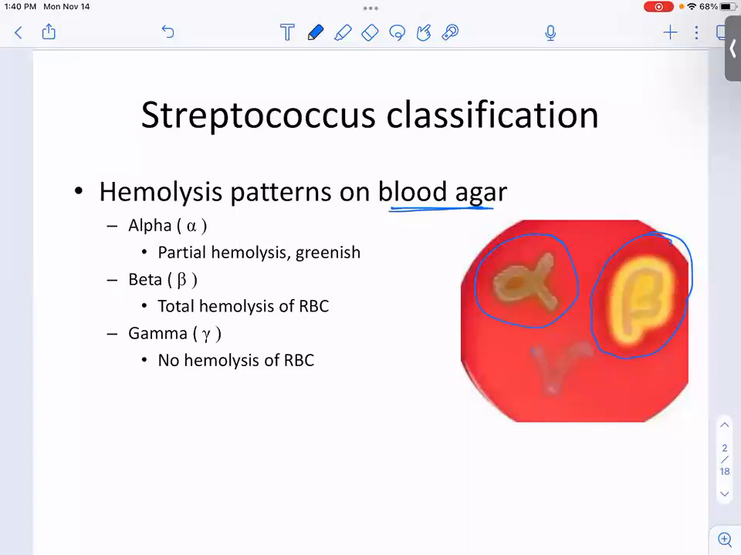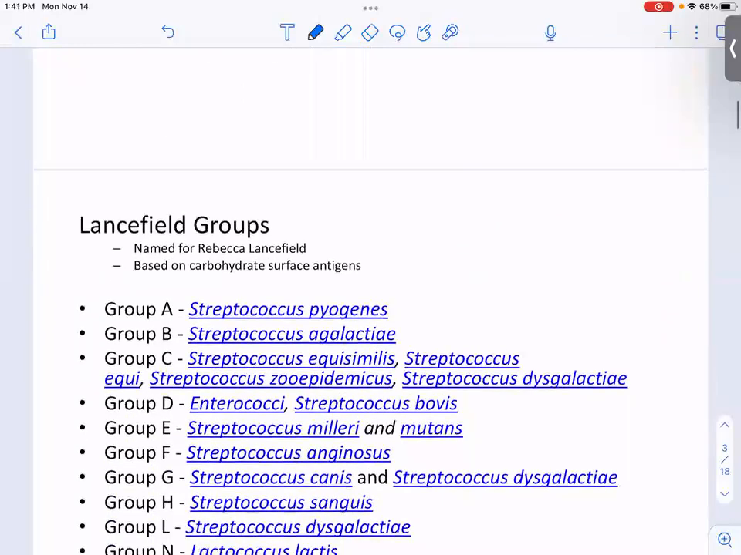And then this is supposed to look like a gamma. It's kind of hard to see there, but there are streps that don't lyse the red blood cells at all. So we just call it gamma, or no hemolysis. Again, we've got to streak them out on blood agar. Some of our streps don't grow very well unless we put them on blood agar. It's a really rich medium. Again, they're a little bit particular.